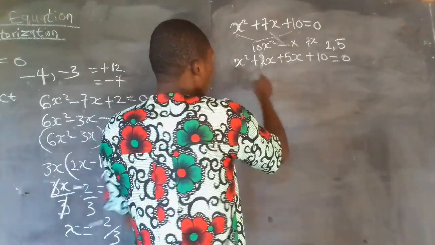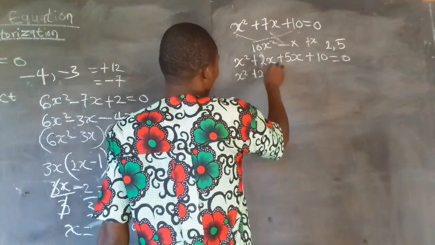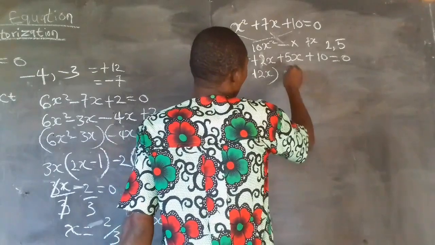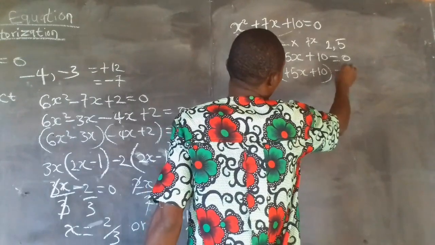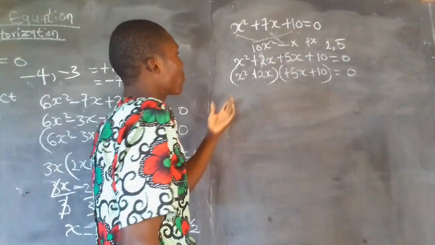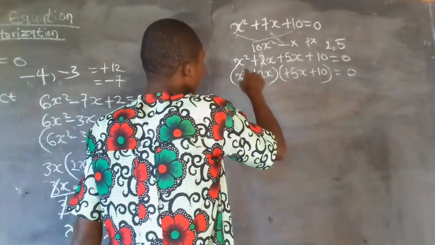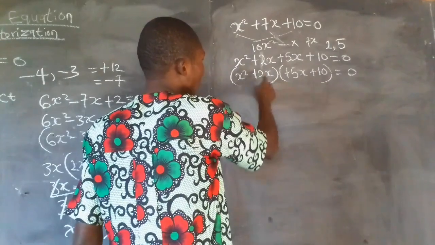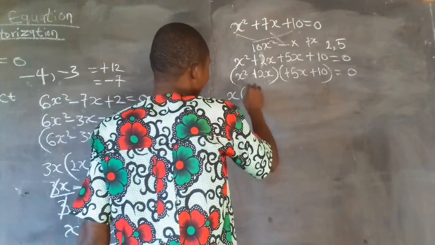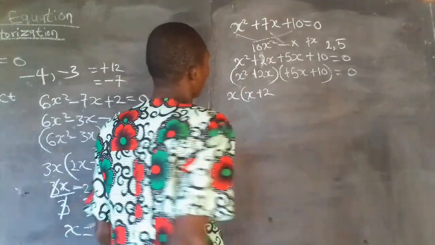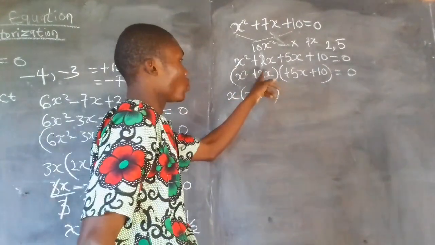So we group them into 2. We have our x squared plus 2x in this bracket, plus 5x plus 10 in this, which is equal to 0. Now, what is common in this bracket is what we look at. You have your x is common. You have x here, you have x here. So you bring down your x. You have x plus 2 here. So x times x, you have your x squared. X times 2, you have your 2x.